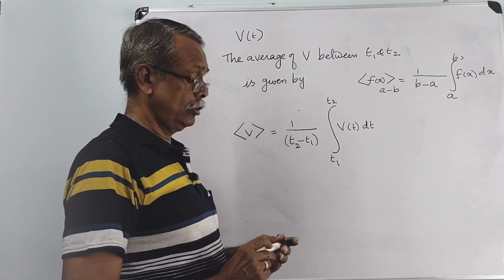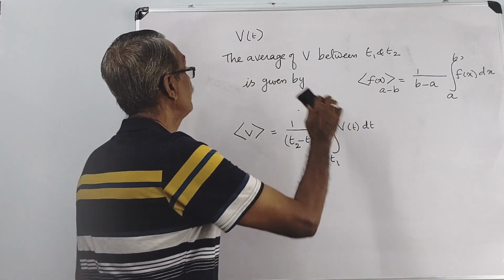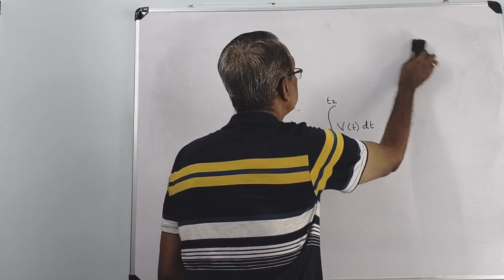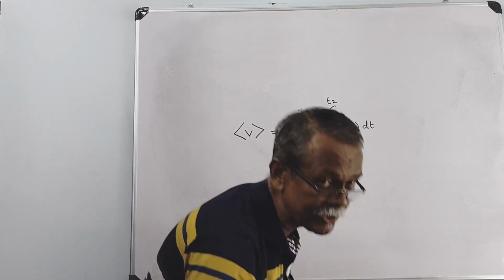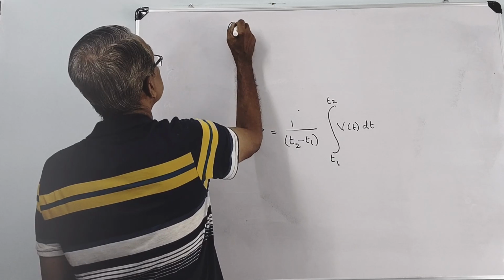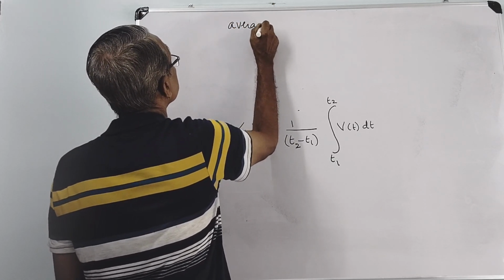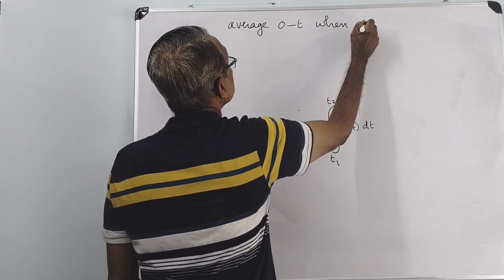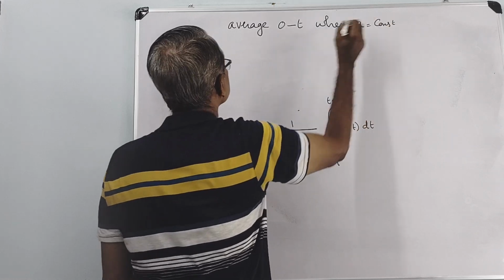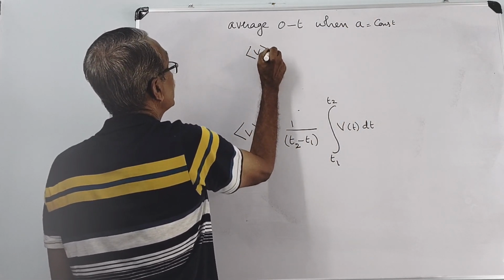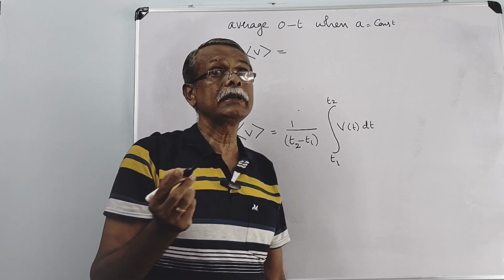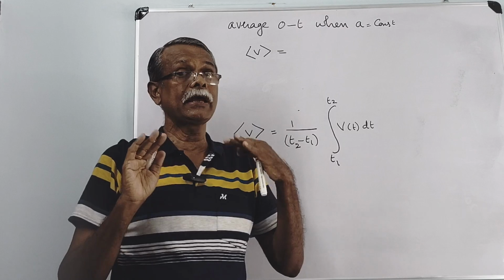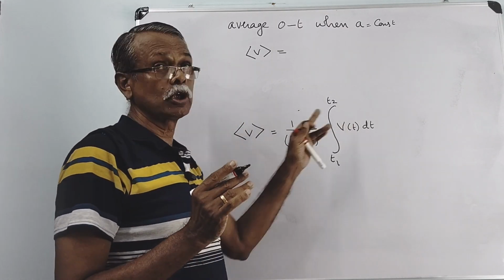And we will see what will be the average between 0 and t when the particle moves with uniform acceleration. Average from 0 to t when a is equal to a constant. We can calculate V average. This we have seen earlier. I have told you that in that case the average will be (u plus v) divided by 2. That is the average that I have told you earlier. Now we are going to show that.